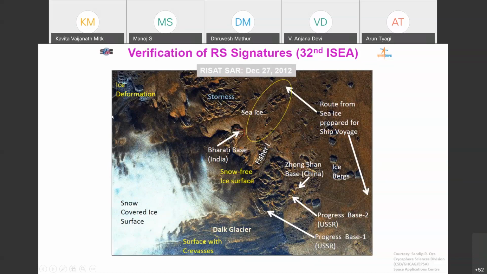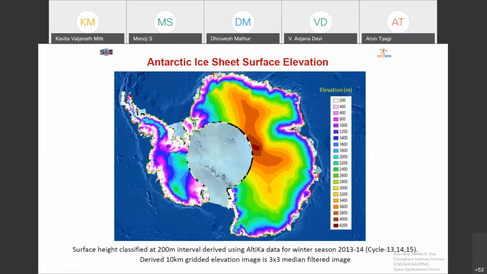Then we have ice deformation, and we also study icebergs. Then crevasses also. There are crevasses in some portions, not bigger ones, but the smaller crevasses are very visible in these portions. This is an example of SARAL-AltiKa. We studied the Antarctic ice sheet surface elevation using altimeter data, and the surface height is classified at 200-meter intervals for the winter season of 2013-14.